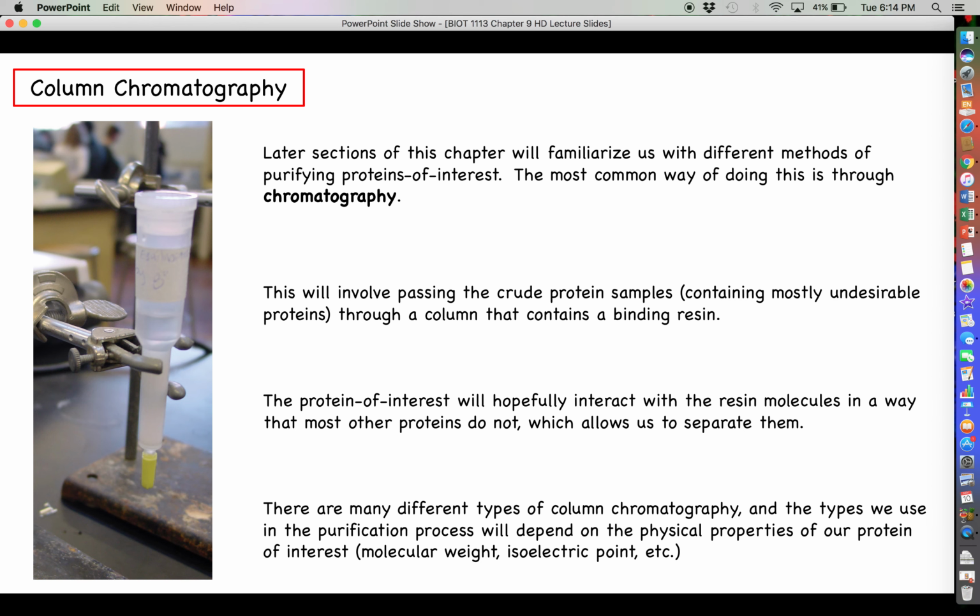And I mentioned this before, but there are different types of chromatography purification methods that we can employ, and each one is going to take advantage of a different physical property of our protein of interest, such as the molecular weight of the protein, its isoelectric point, its solubility in water, and so on. And we'll talk about all those different types of column chromatography in the next video.